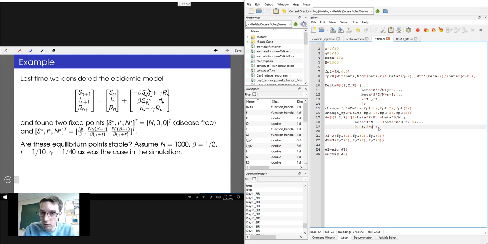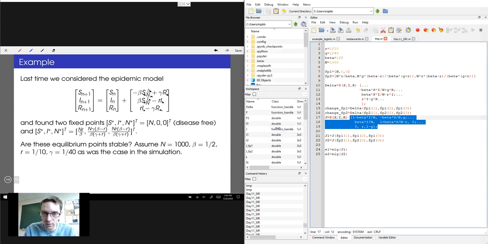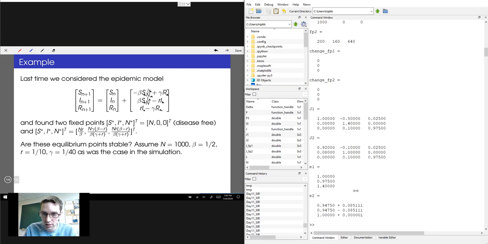And so there we go. We've got our Jacobian matrix, and I've created this as a function so that given a value of S, I, and R, I can actually get the numbers that correspond to each entry in the matrix. I will run this whole thing now, and you'll see that the Jacobian matrices are displayed, and when you compute the eigenvalues, we will have the following.